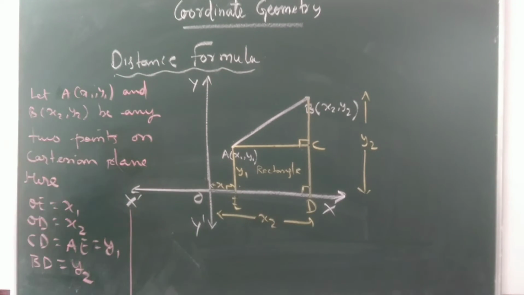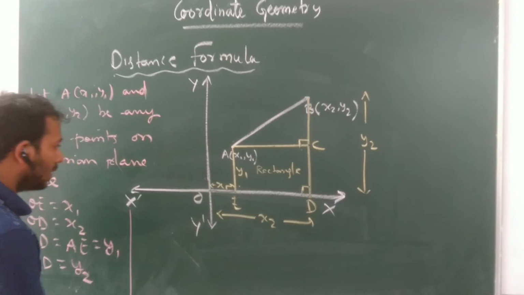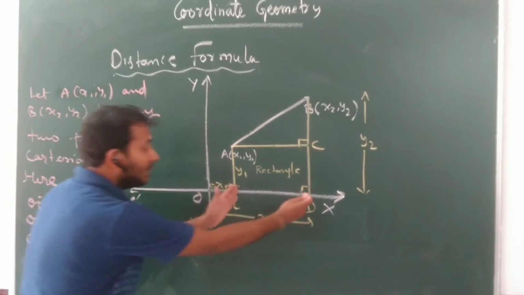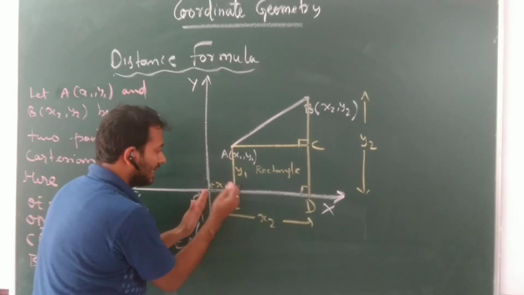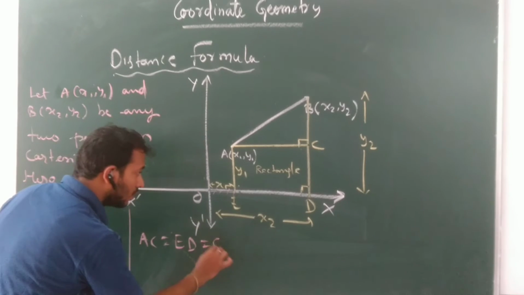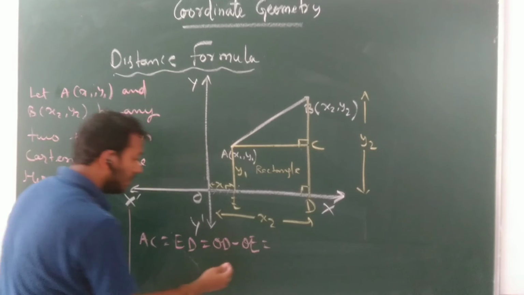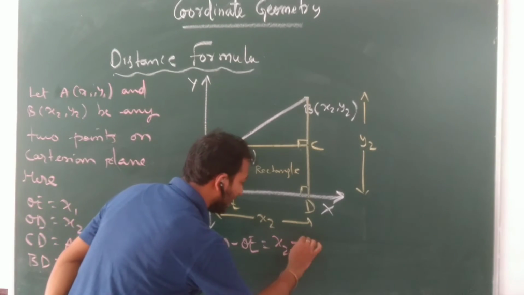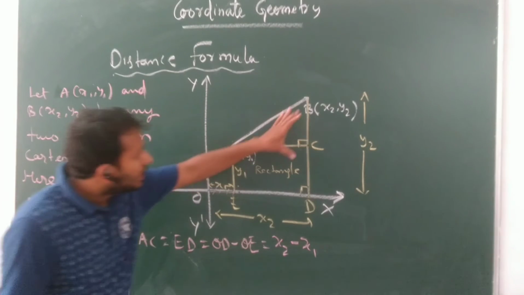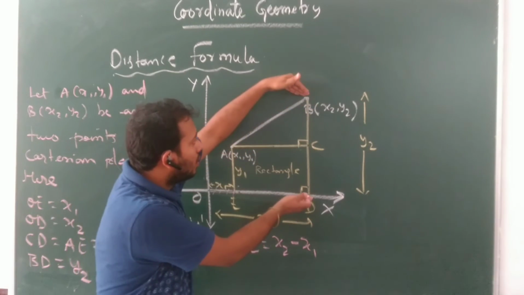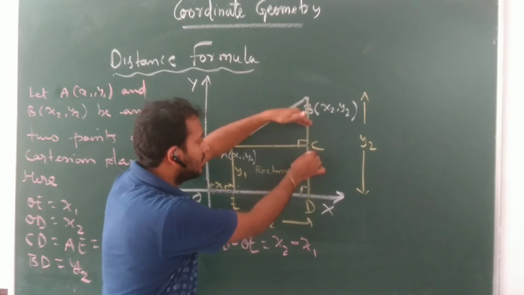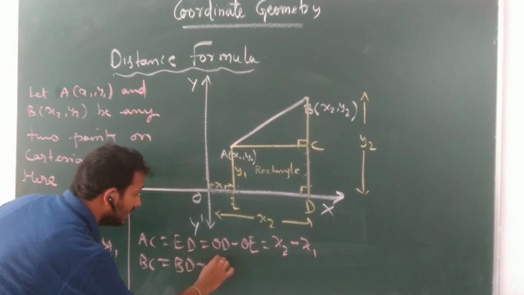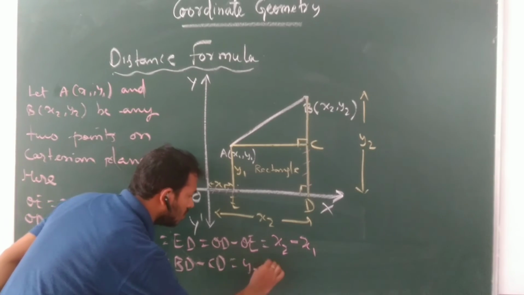Next, our target is AC. AC means ED, and ED means OD minus OE. OD is X2 and OE is X1, so we get X2 minus X1. Next target is BC. BC means BD minus CD, subtract this one. That means BC equals BD minus CD, which is Y2 minus Y1.